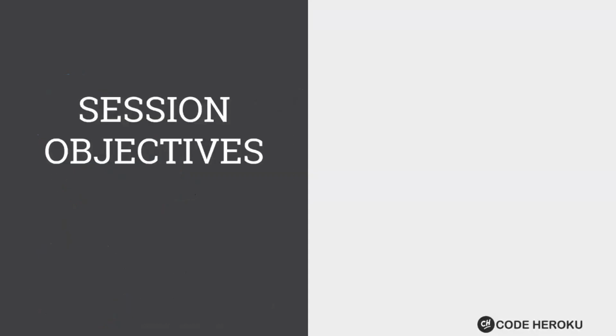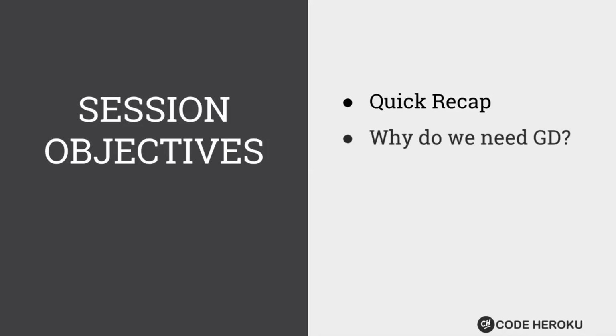So let's see what we are going to do today. I'm going to go over some of our previous material so that everyone is on the same page. And then, as you know, this workshop is called Using Gradient Descent for Machine Learning, but why do we need it, right? So I'm going to go over what gradient descent is and why we need it in the first place.